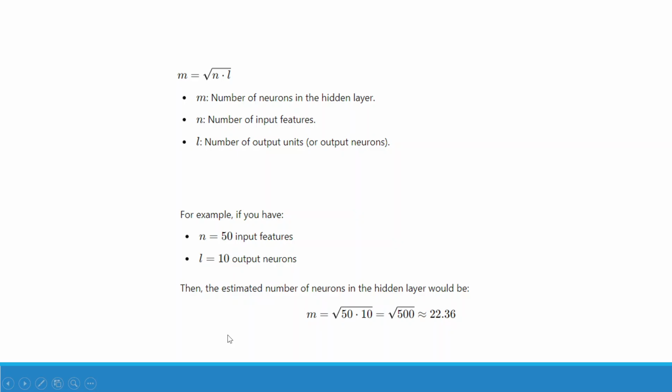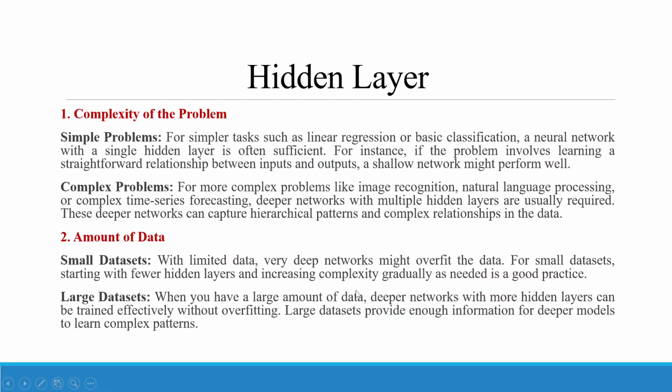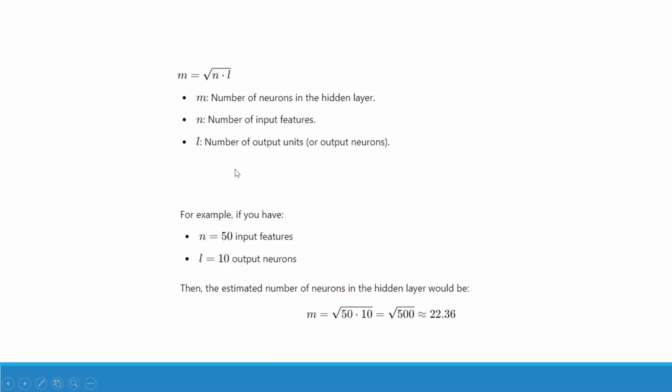Now, how many neurons should be there in the hidden layer? I'm talking about these neurons which are there in the hidden layers. So the formula for this is M is equal to square root of N into L. N is number of input features, L is number of output units or output neurons. For example, if you are having 50 input features and L is 10 output neurons, the estimated number of neurons in the hidden layer would be M is equal to square root of 50 into 10, which is 500. So roughly we get 22.36.